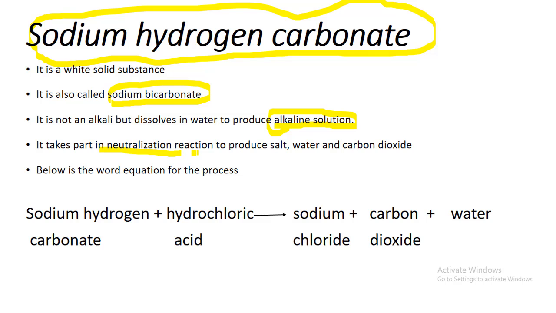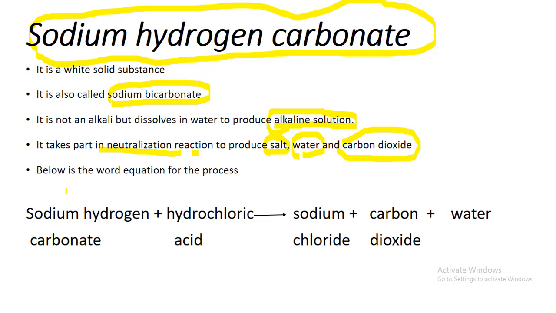That is what we are discussing. And the products are, take note, salt and water. And there is another product which is also produced, and this one is carbon dioxide. So you have to differentiate between these two reactions. All of them are neutralization reactions, yes, but when sodium hydrogen carbonate is involved, the products are three: a salt, water, and carbon dioxide.